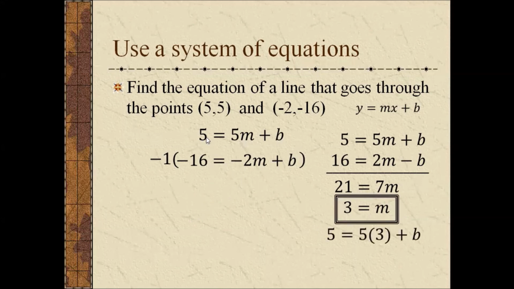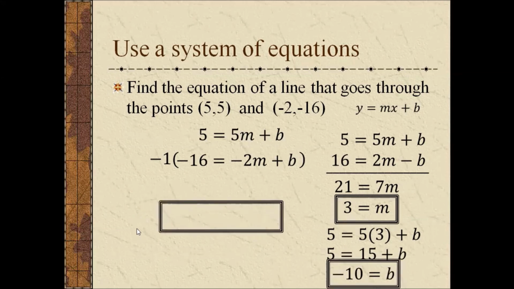I'm going to put it in the top equation. 5 equals 5 times 3 plus b. Subtract 15 from both sides, and we have that b equals negative 10. Now we know the equation of our line is y equals 3x minus 10.